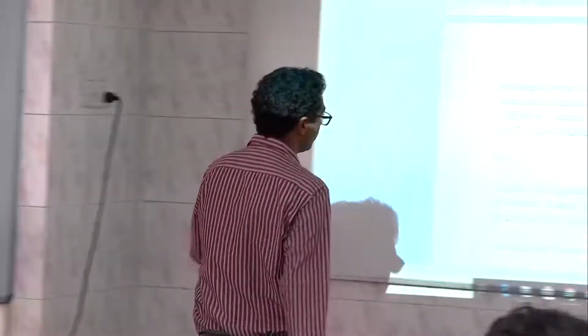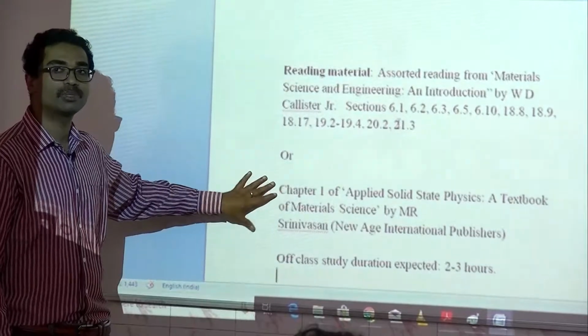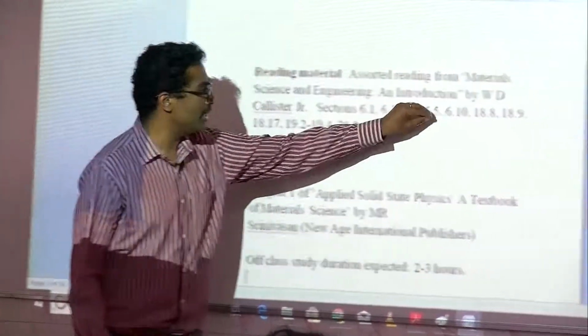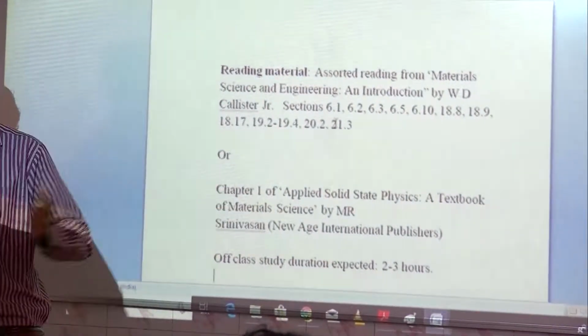All right. And there is another book, and this is an Indian book, and hence I think very affordable even for students. So this is by Professor M.R. Srinivasan. The first chapter actually corresponds to what we are going to discuss. So either students can read this, which is basically a set of sections from here and there within Callister, or this, and they would more or less have the mapping with this particular session.